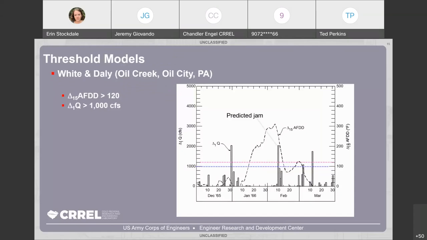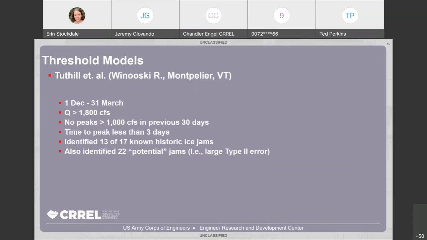So this is an example of a threshold model that was developed for Oil Creek, in Pennsylvania. The model suggests that a jam is probable if the freezing degree days accumulated over the last 15 days, so this is a window of 15 days of accumulated freezing degree days, not the whole season, if that running total for 15 days is greater than 120 and the flow rate is greater than 1,000 CFS, that suggests that there's going to be an ice jam. So this was developed by analyzing historical jams in the ICM database and then using time series of air temperatures and flow rates in the river. It seemed to work pretty well in this particular location.